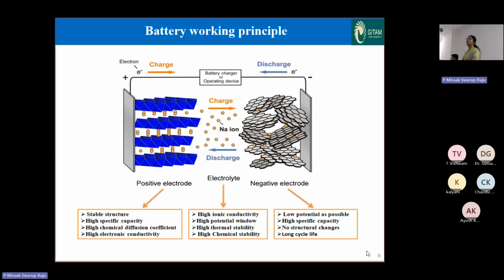Here the electrons are transferred from the cathode to the anode, that is the charging process, and electrons are transferred from the anode to the cathode, that is the discharging process. So what are the cathode material parameters? These cathode materials compulsorily need a stable structure, high specific capacity, high diffusion coefficients, and electronic conductivity for sodium cathode materials.